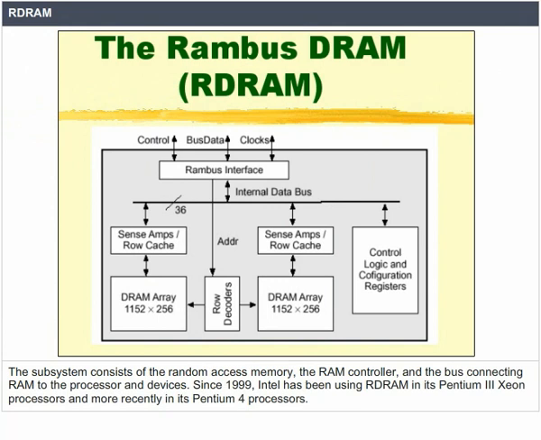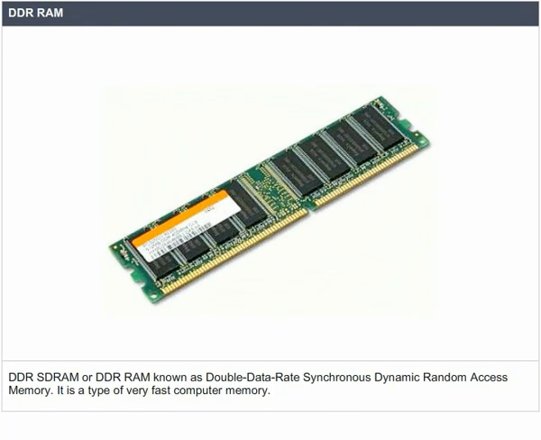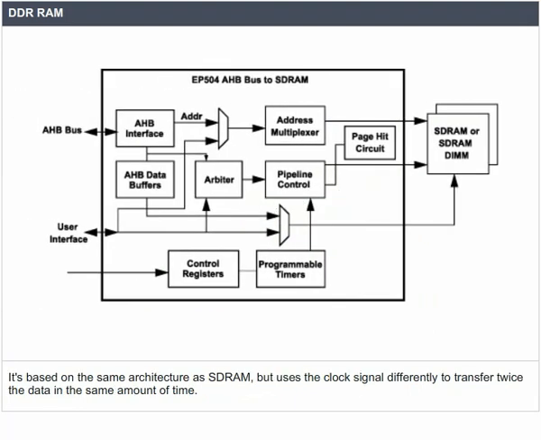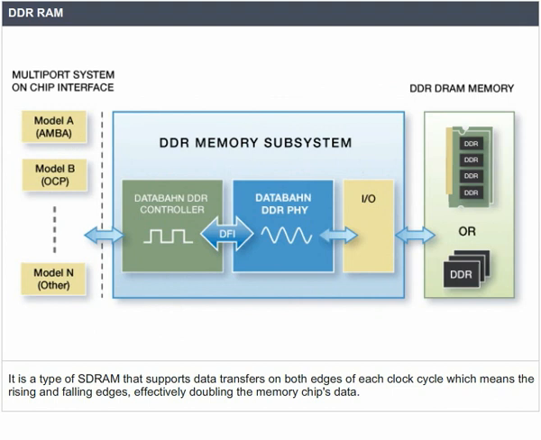DDR-RAM. DDR-SD-RAM or DDR-RAM, known as Double Data Rate Synchronous Dynamic Random Access Memory. It is a type of very fast computer memory. It's based on the same architecture as SD-RAM, but uses the clock signal differently to transfer twice the data in the same amount of time. It is a type of SD-RAM that supports data transfers on both edges of each clock cycle, which means the rising and falling edges, effectively doubling the memory chip's data.